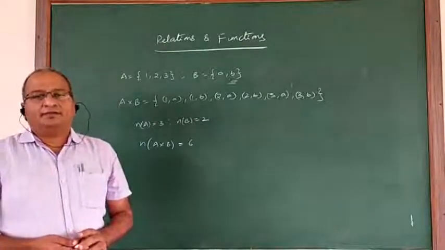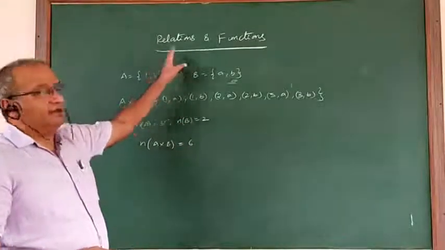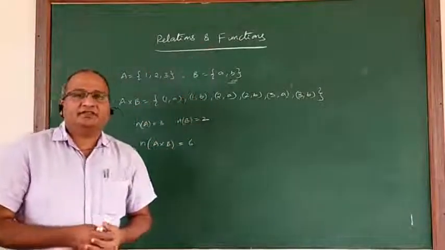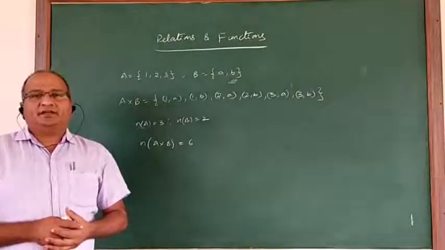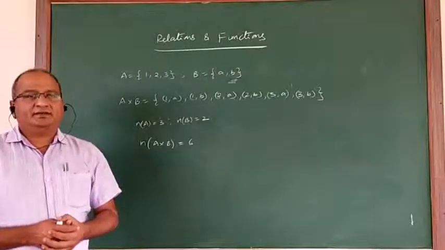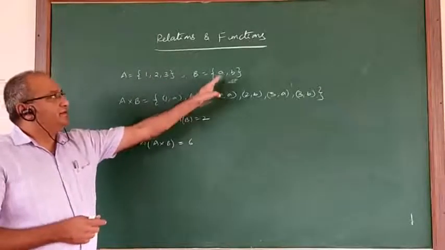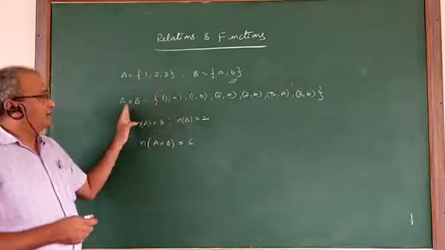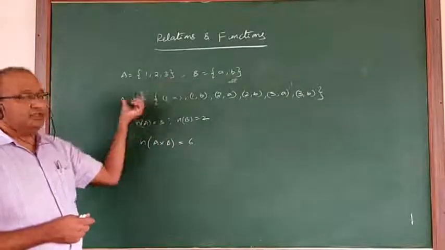Good morning everyone. Today I am going to take the topic relations and functions. In the first year we had studied about the sets, properties, different types of sets. Now A is a set with 3 elements, B is a set with 2 elements. A cross B is called the Cartesian product of these two sets.